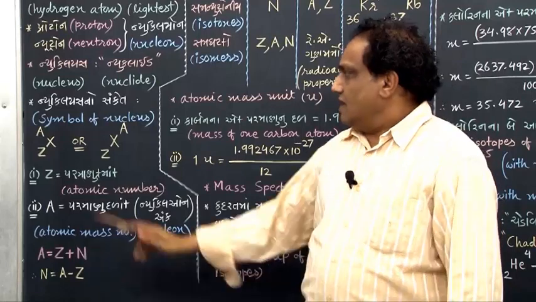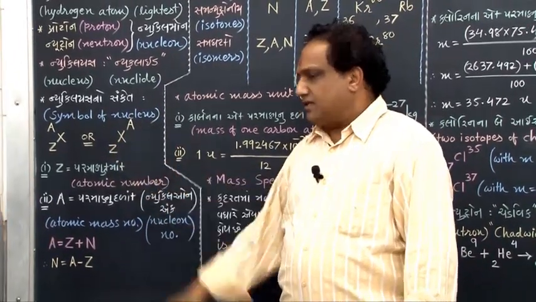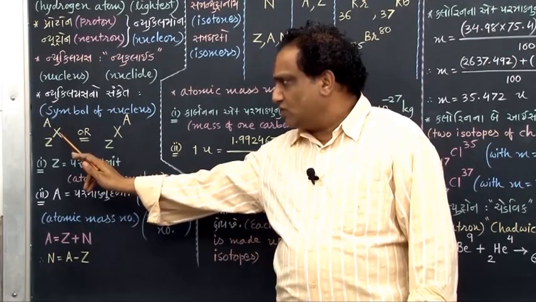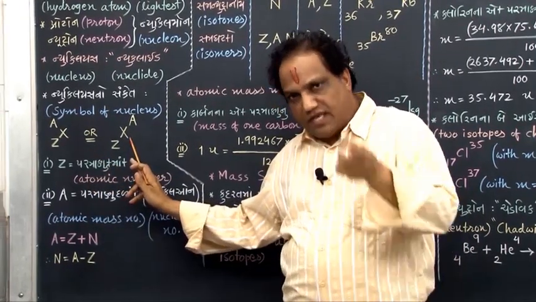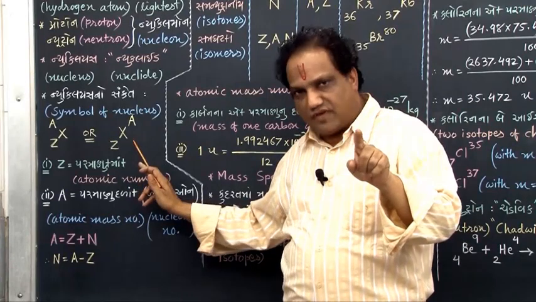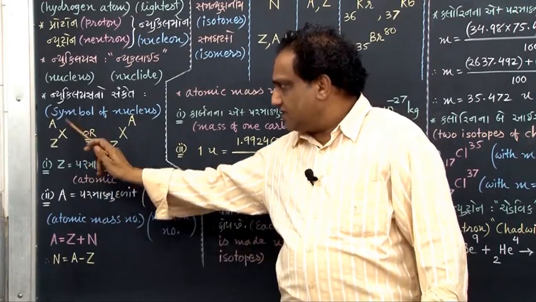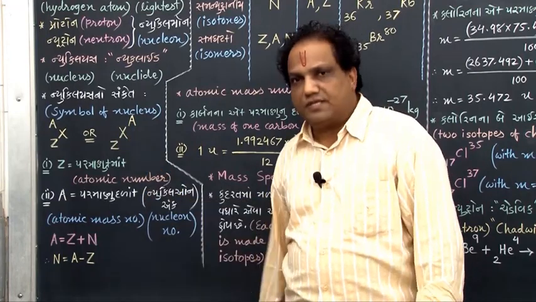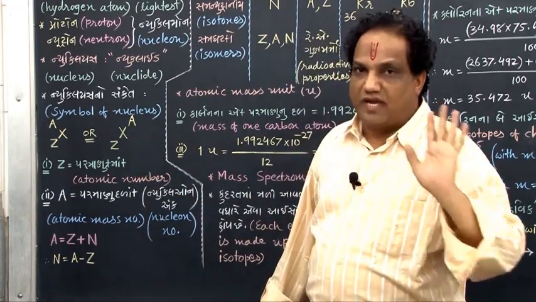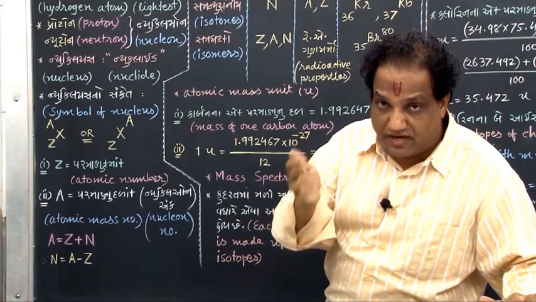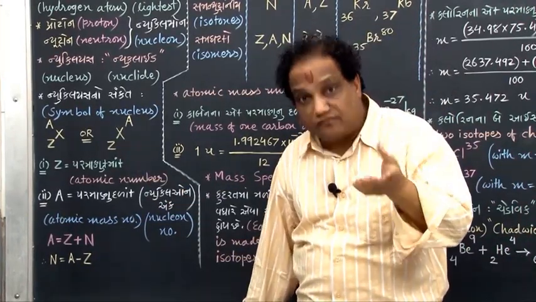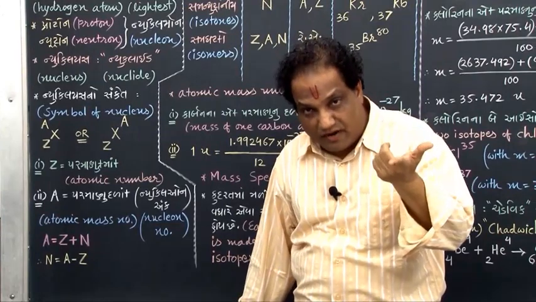What is the symbol of nucleus? Very simple. Either you may choose the symbol of nucleus this way or this way. In the textbook they have chosen this way, with Z as a subscript and A as a superscript on X. What is X? It is the chemical symbol of the given element. What is Z? Atomic number of a given element.